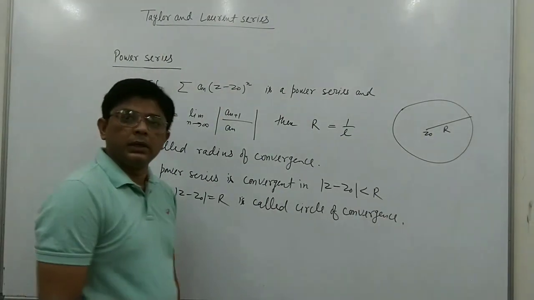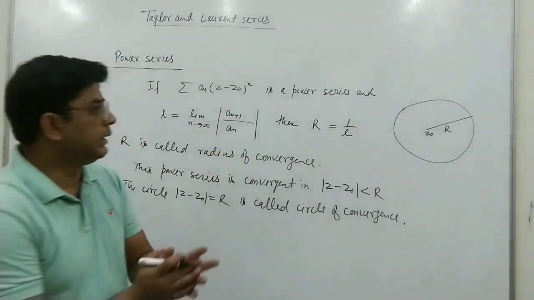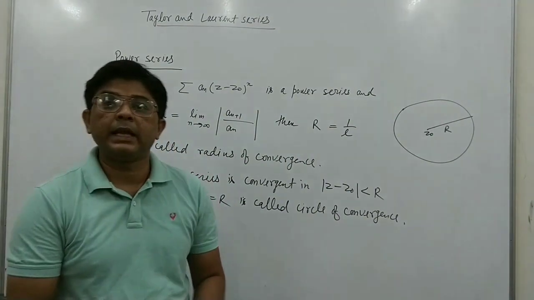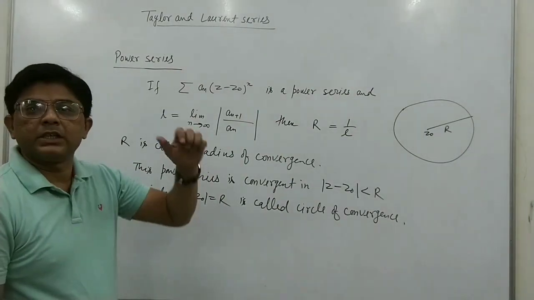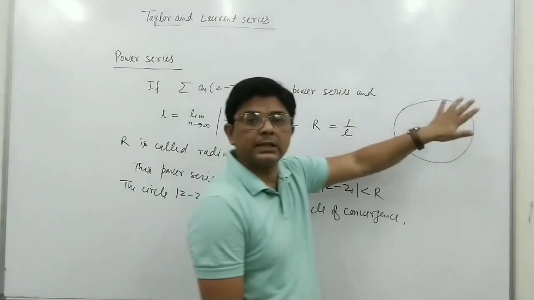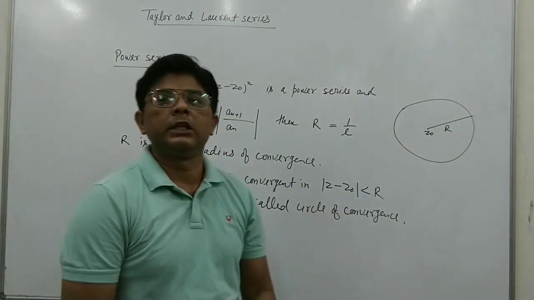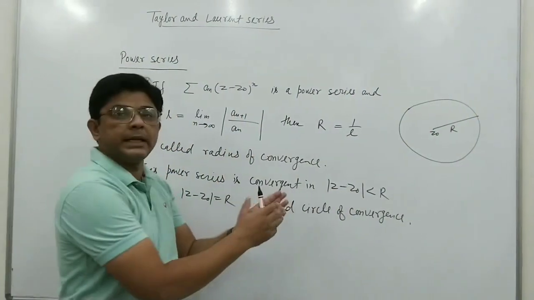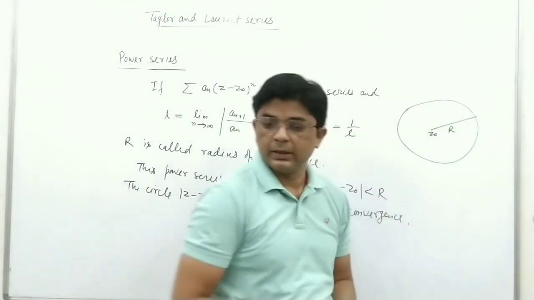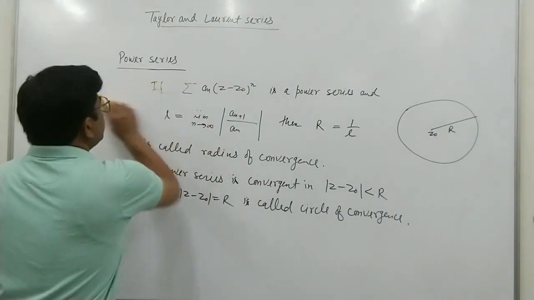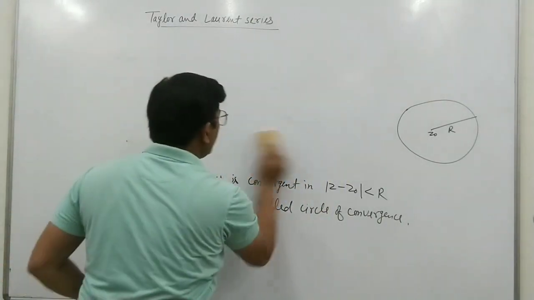So now we have a result that if we have a power series which is convergent in some circle, then that power series represents an analytic function within the circle of convergence. If this is the circle of convergence, this power series is convergent at all points of this circle, so it represents an analytic function inside this circle. We can write this result in the form of a theorem.